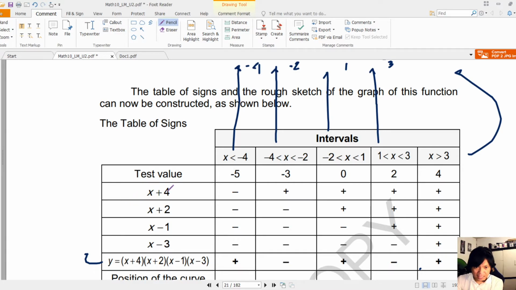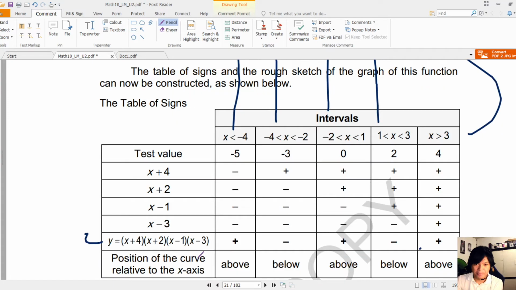So, kailangan natin ilagay each factor sa ating polynomial function. So, first factor is x plus 4. Ito siya. Second factor is x plus 2, x minus 1, and x minus 3. Now, identify muna natin yung mga values na pwede nating i-test.